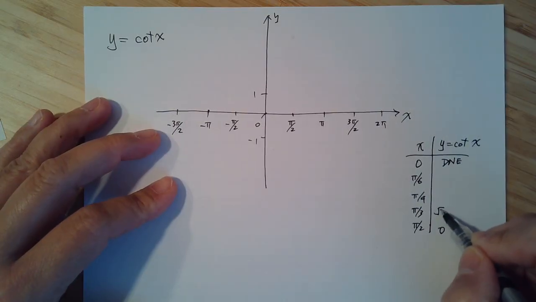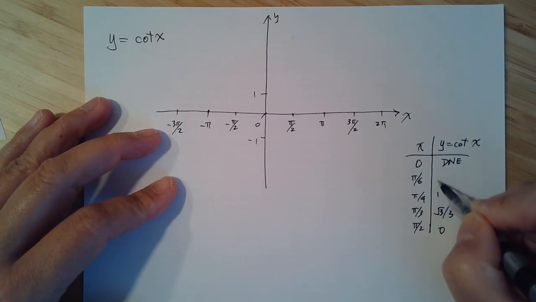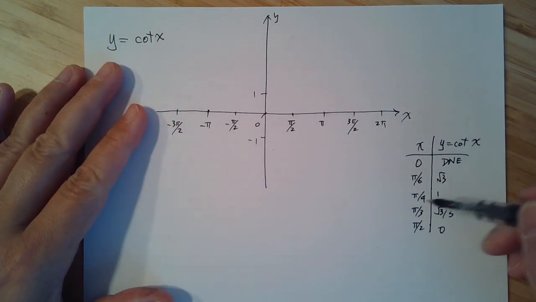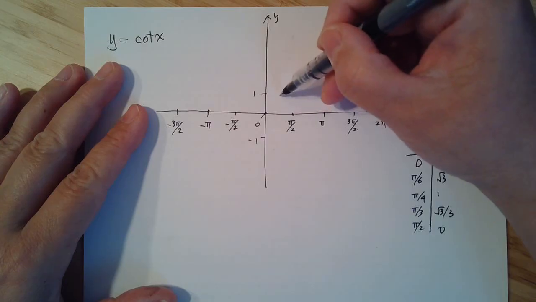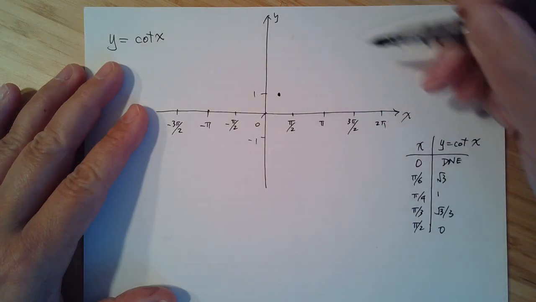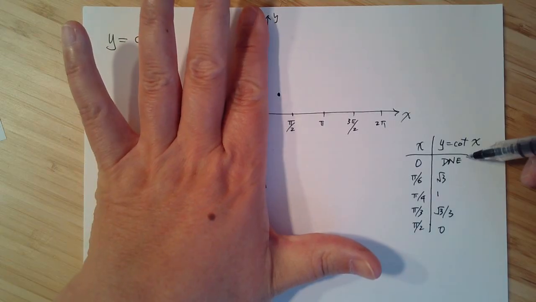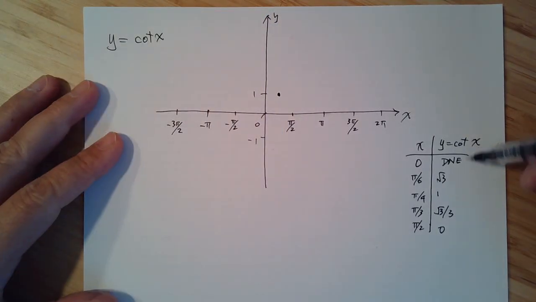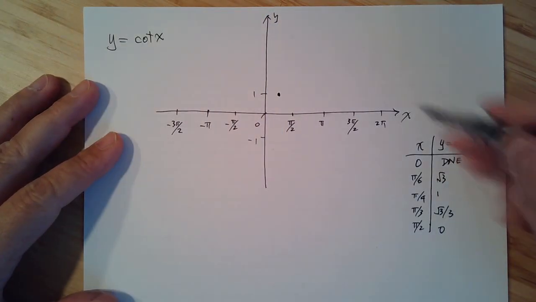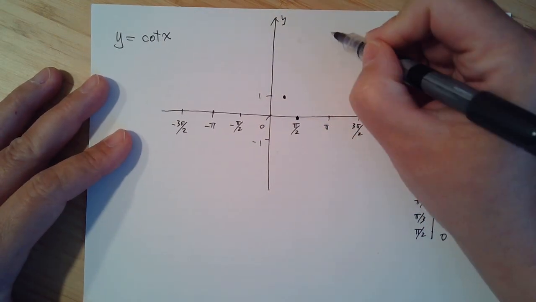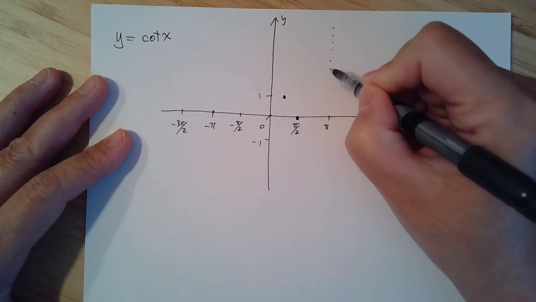And this is root 3 over 3. This is 1. This is root 3. So if you graph that, at pi over 4 you get a 1, so you get this point. And when x equals 0, y does not exist, so you don't have anything along the y-axis. And when x equals pi over 2, you get a 0. And then guess what? This is going to be your graph.